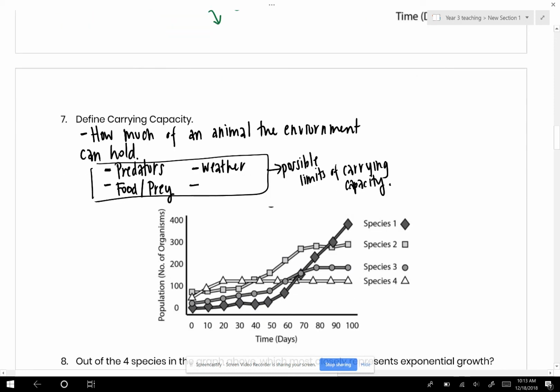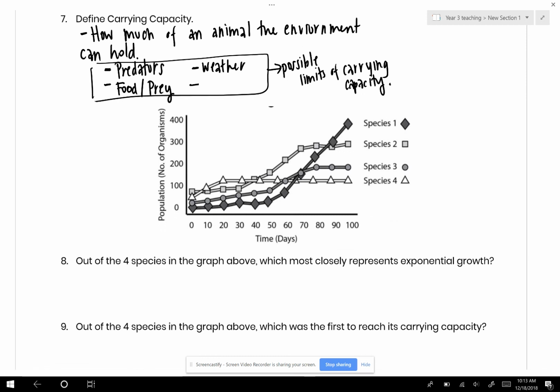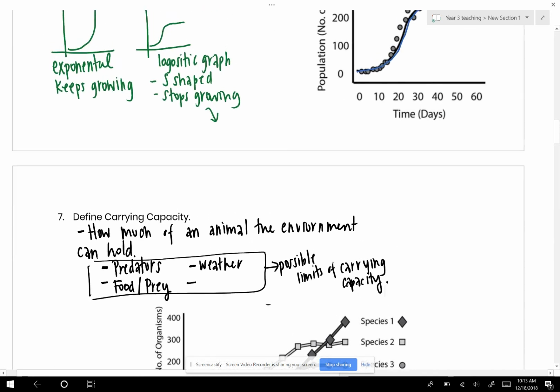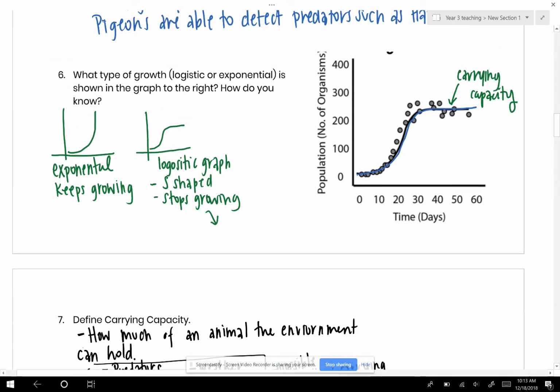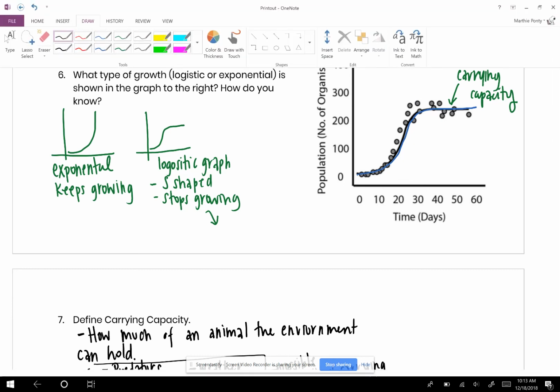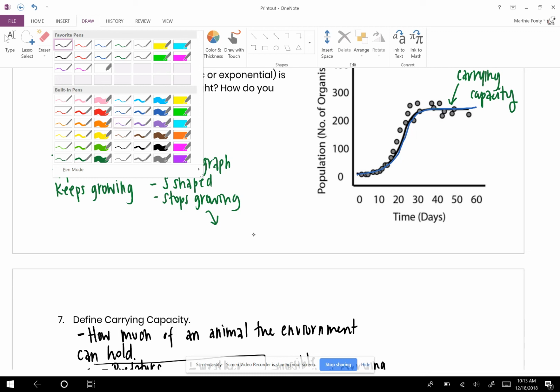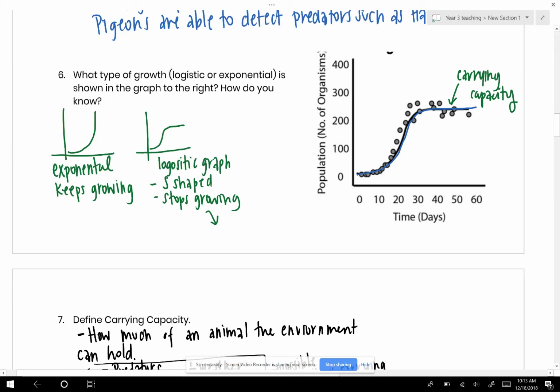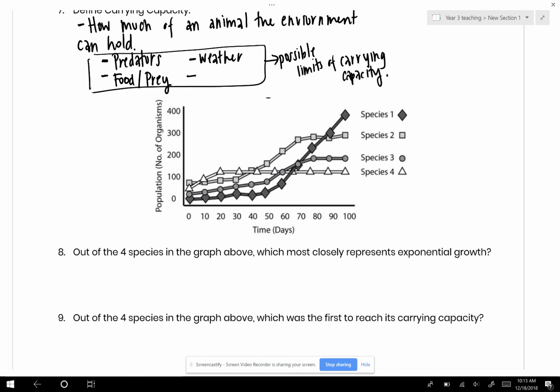Okay, so we'll go ahead and do this graph. It says in number 8, out of the 4 species in the graph above, which most clearly represents exponential growth? So again, we're going to look back up here, and we see that exponential means that it keeps growing, and we have that J-shape. Now, when they ask you this, beware that you might not see it exactly, or it might not be super perfect. But you have to see which one's close, which one kind of looks J-shaped.